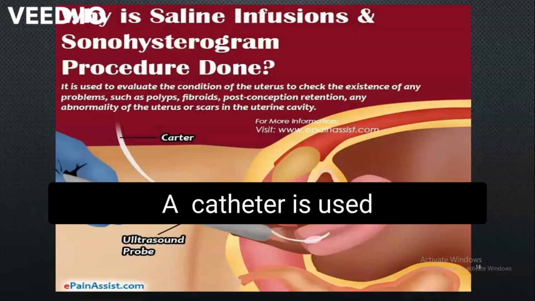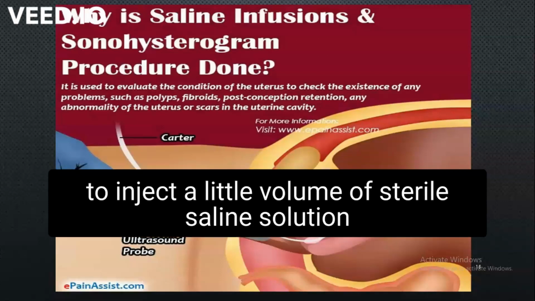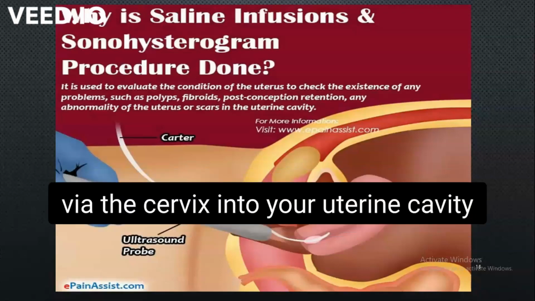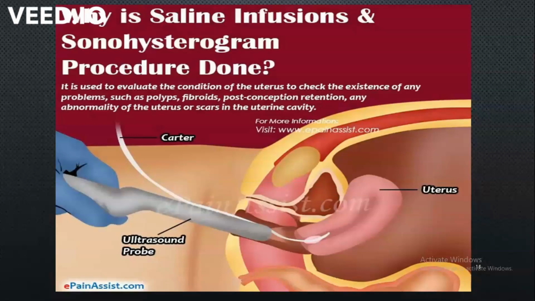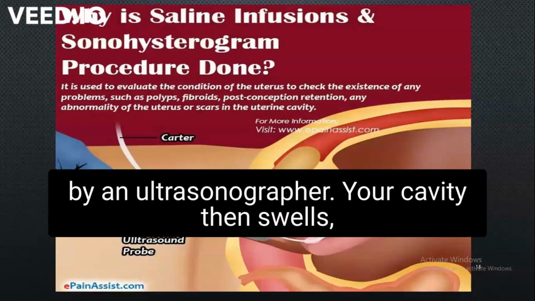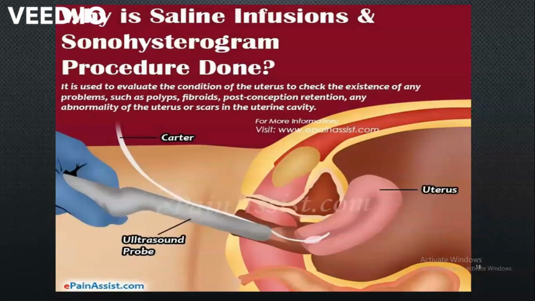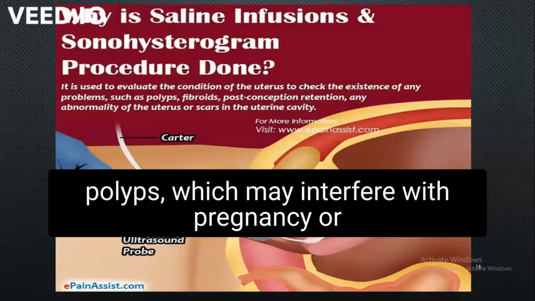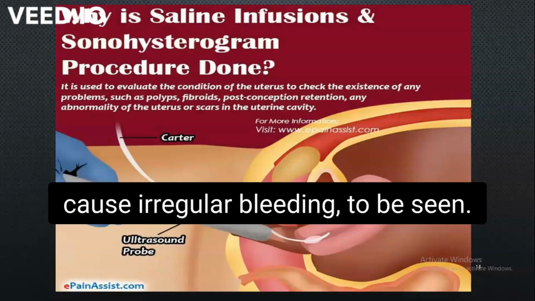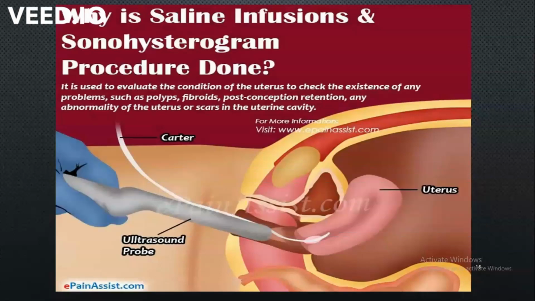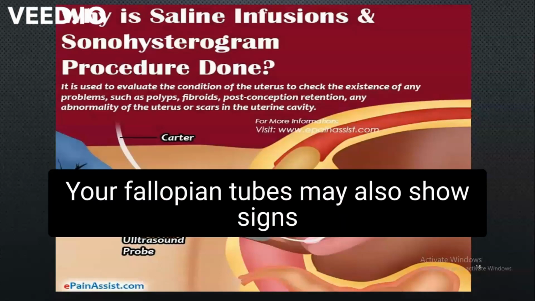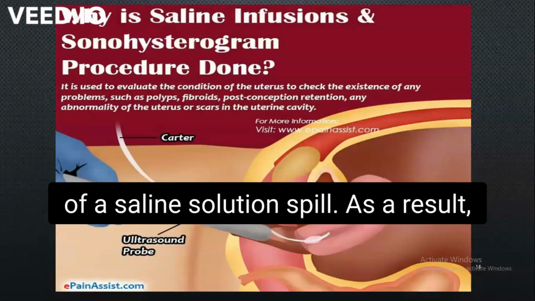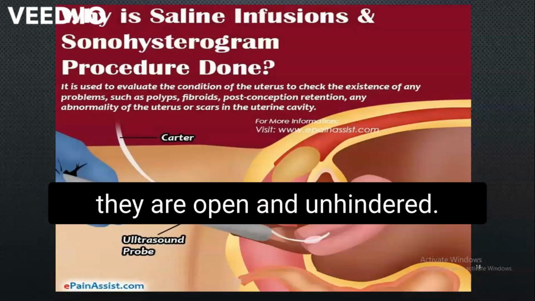A catheter is used to inject a little volume of sterile saline solution via the cervix into your uterine cavity by an ultrasonographer. Your cavity then swells, allowing abnormal structures such as fibroids or polyps, which may interfere with pregnancy or cause irregular bleeding, to be seen. Your fallopian tubes may also show signs of a saline solution spill. As a result, they are open and unhindered.